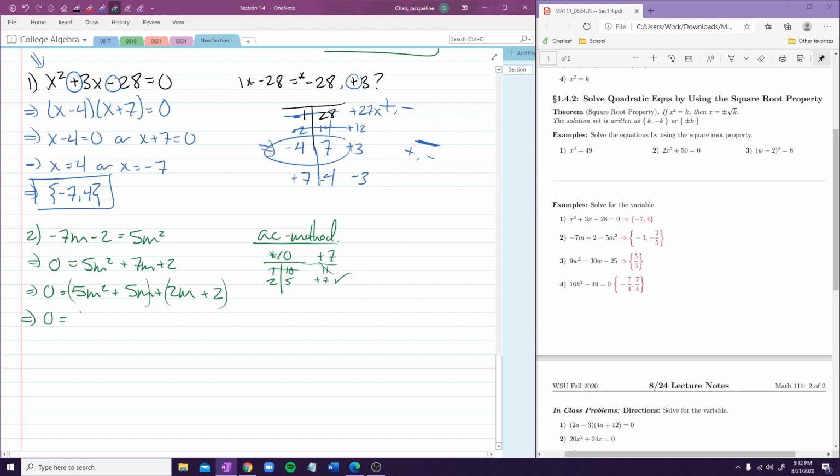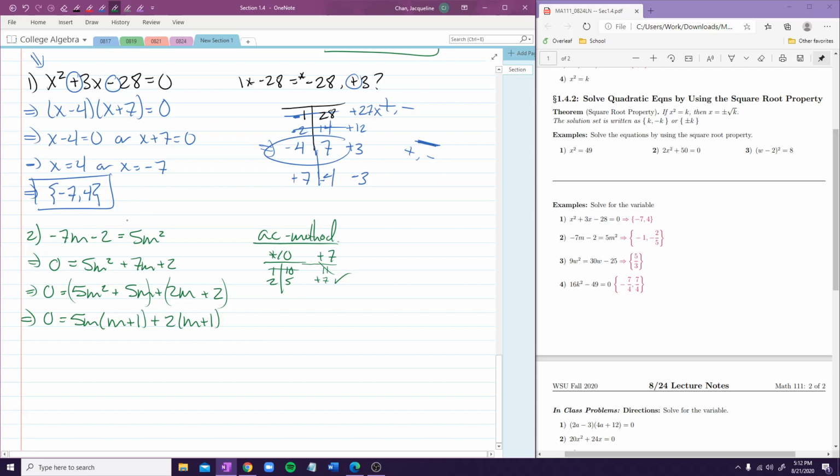So over here, the first two terms, I see that they both have 5m in common. When I factor that out, I get m plus 1. If I distribute it back in, I get 5m squared plus 5m. And over here we have a 2 in common. We're left with m plus 1. If we distribute it, we'll also get 2m plus 2.